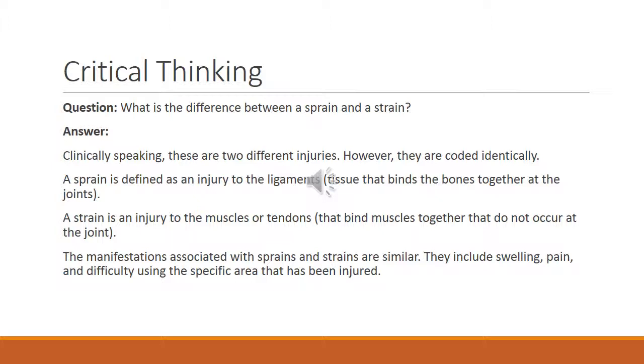A sprain is defined as an injury to the ligaments, which are tissues that bind the bones together at the joints. A strain is an injury to the muscles or tendons that bind the muscles together that do not occur at the joint. The manifestations associated with sprains and strains are similar. They include swelling, pain, and difficulty using the specified area that has been injured.